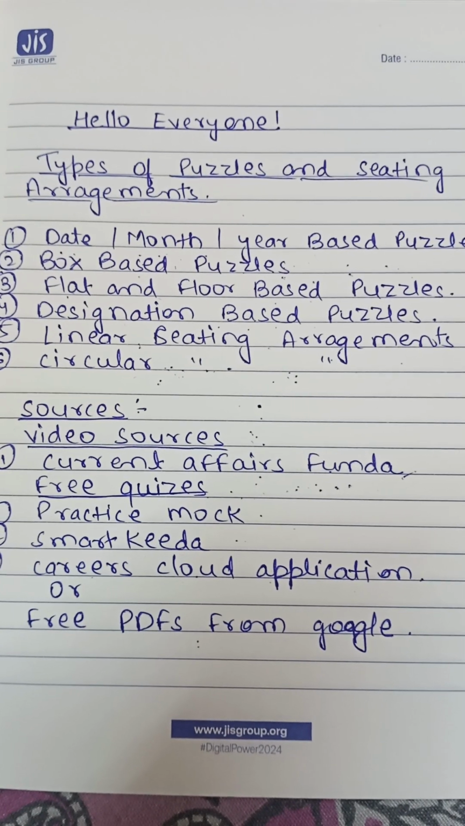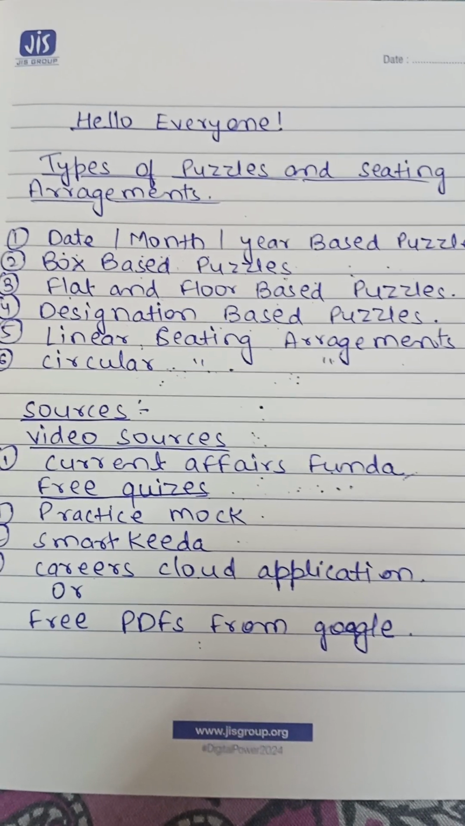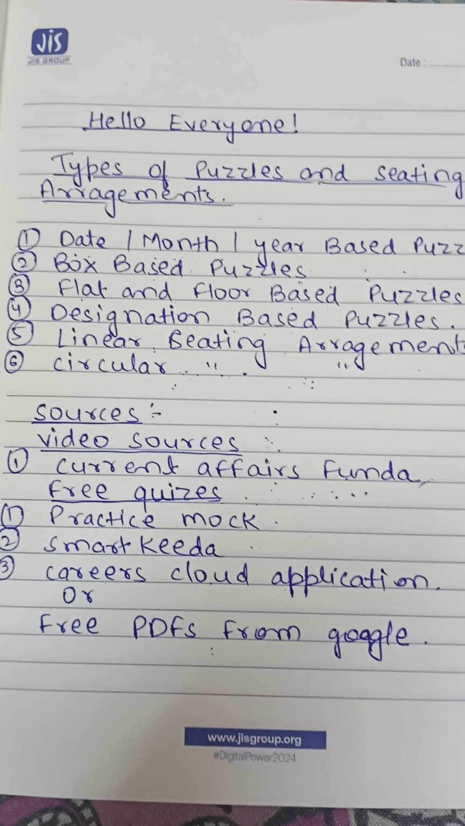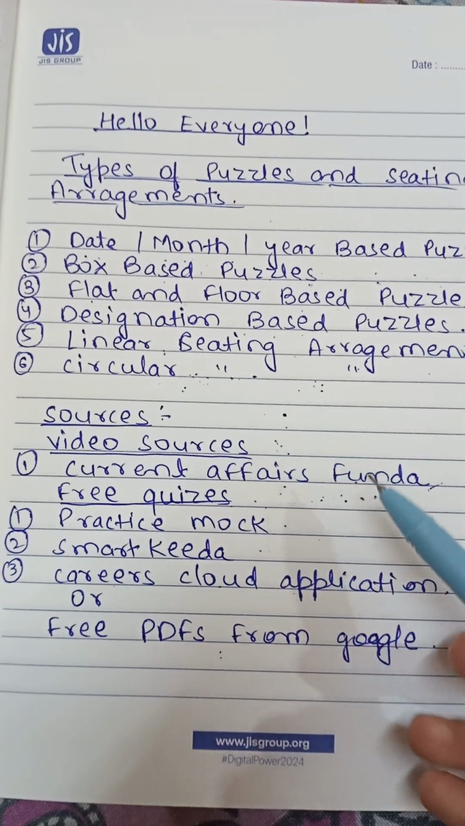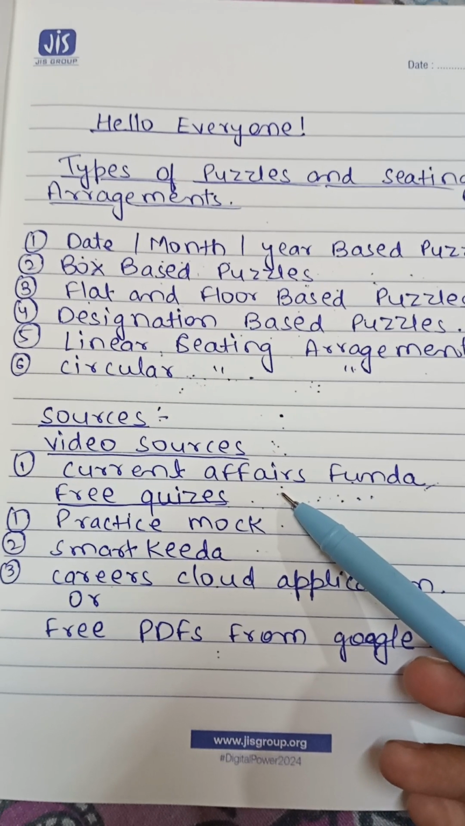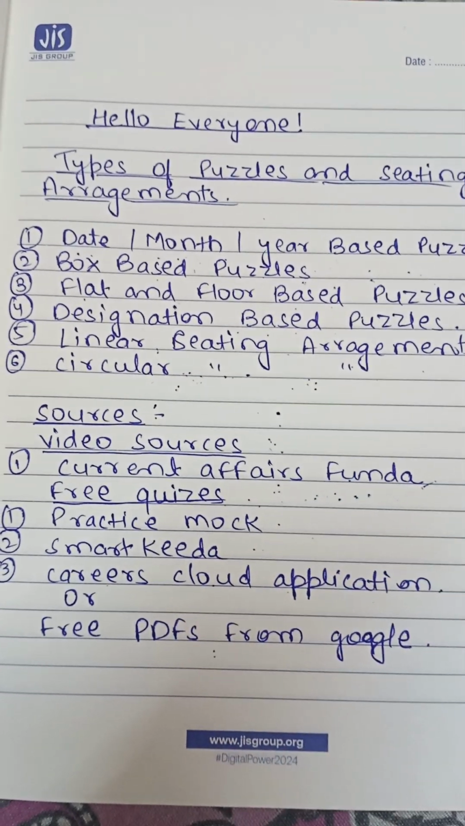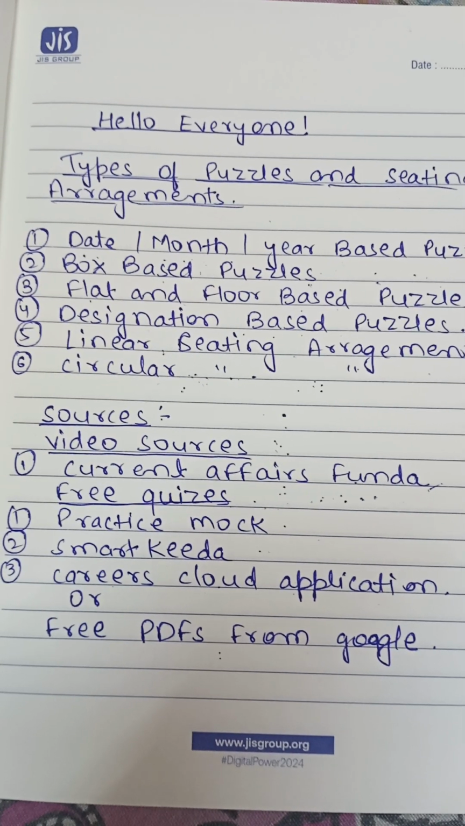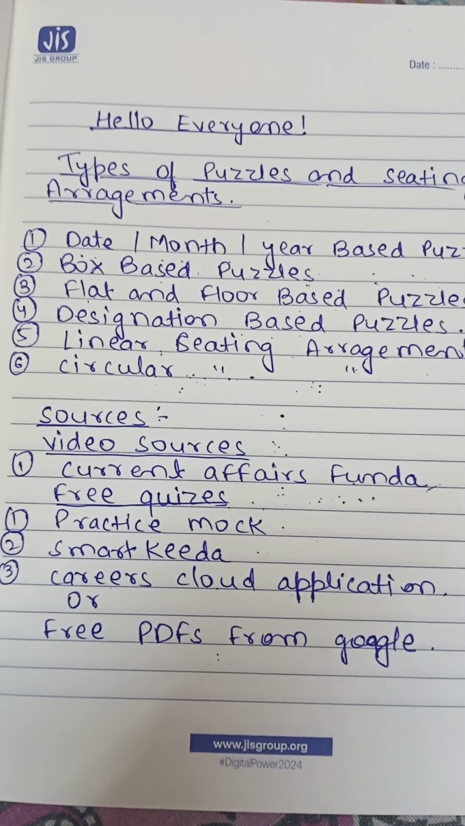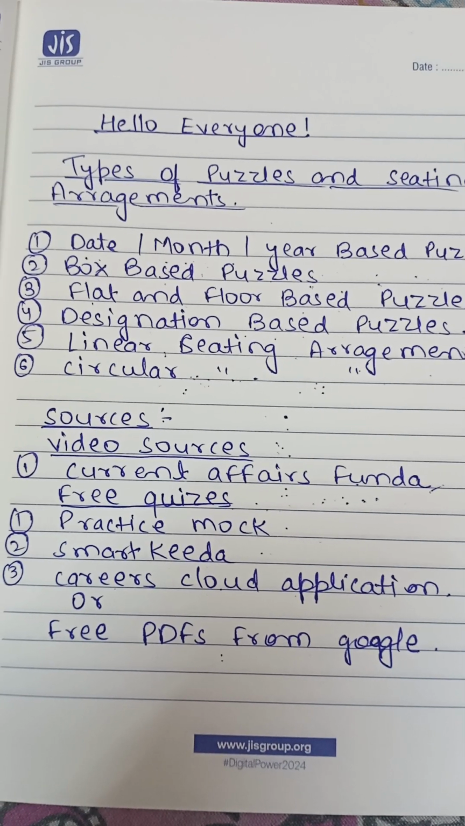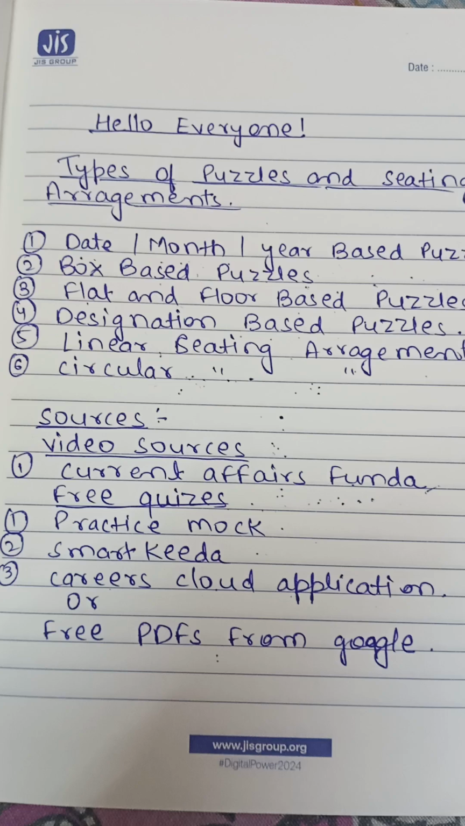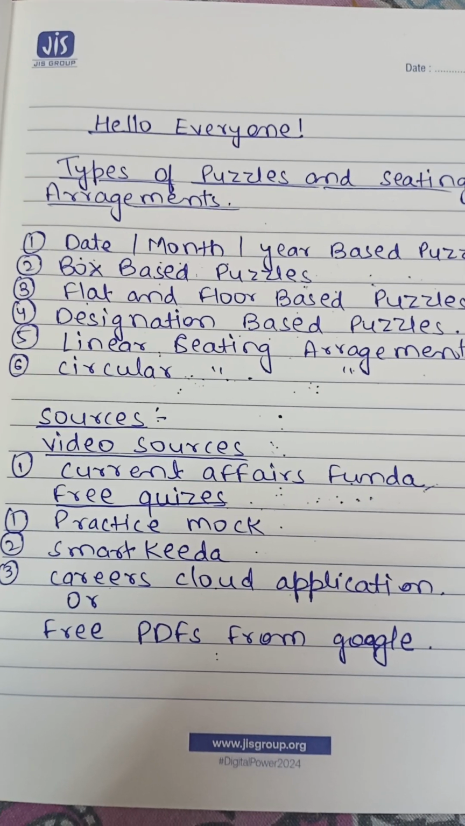Let's come to the sources now. You can use two types of sources, video source and free quizzes, and also free PDFs for practice. So in video source, I used the Current Affair Funda channel, or you can use any channel which you find suitable. All you have to do is just watch the video and try to learn the way to write down the conditions in a brief manner. Because in puzzles, writing conditions is very important. In case you miss any of the conditions, then you may get stuck in the exam and this will kill your time.